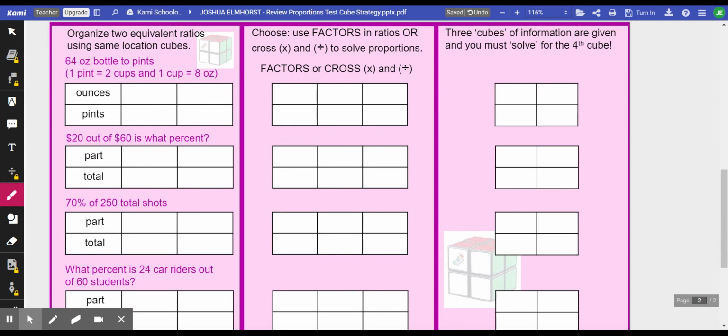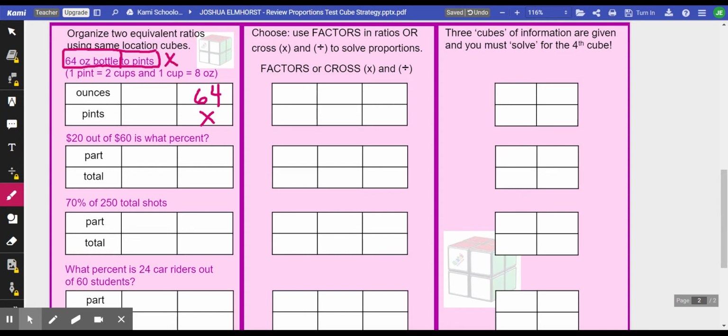So organize to equivalent ratios. We're going to set up the ratios, but make sure that we're using the labels to keep it in the right spot here, and using little blocks for our ratios. Now we have ounces and pints. So 64 ounces, and we need to convert that to pints. We don't know what the conversion will be, so that's our unknown.